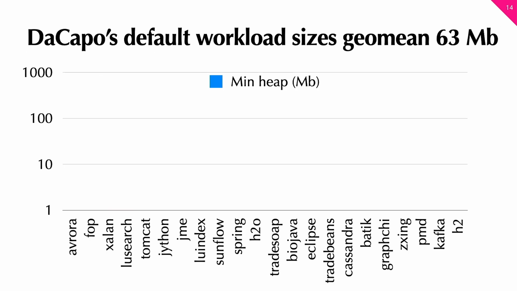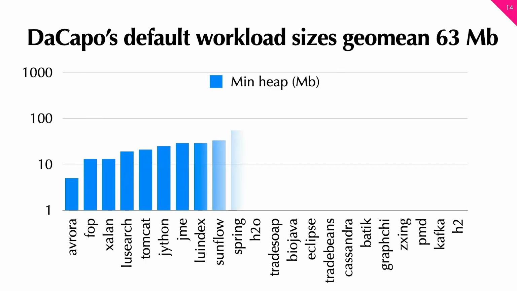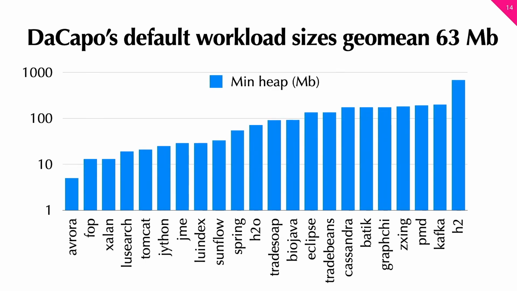All right, so the DaCapo default workload size has a geometric mean of 63 megabytes. So this is not per core, this is the entire program. It has this distribution from Avrora, which uses 5 megabytes of heap, all the way up to H2 that uses 681 megabytes of minimum heap. And of course, what the minimum heap is will vary a little bit with the deployment configuration you're using, but these are the numbers that DaCapo itself reports, and I'm sure Steve will correct me if I'm wrong.